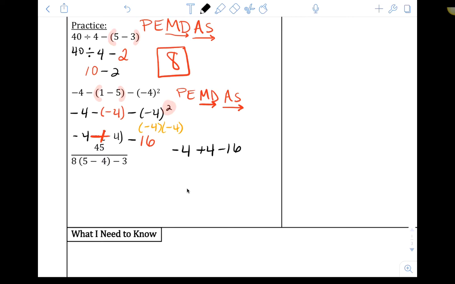So negative 4 plus 4, that's 0. And then 0 minus 16 is negative 16. That would be our simplified answer.